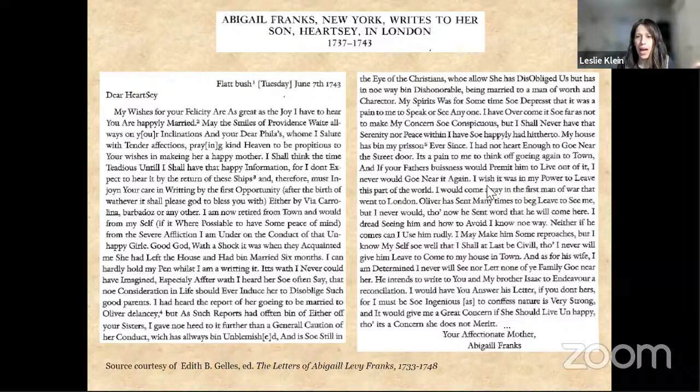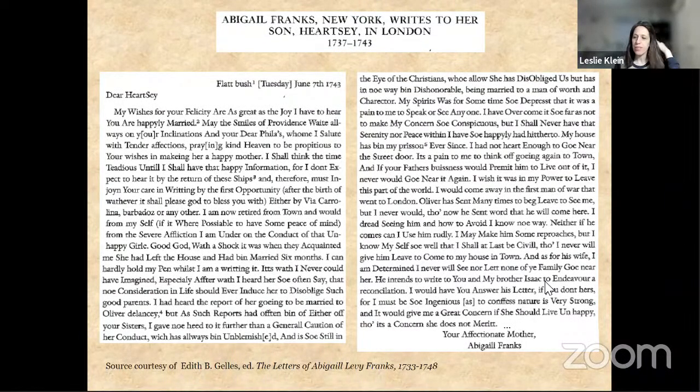She says here that Oliver is trying to broker a reconciliation, and she's willing to talk to Oliver. She's not going to be rude to him, even though she would love to be, but she's willing to talk to Oliver. But she says, I will be civil, though I never will give him leave to come to my house in town. And as for his wife, I am determined I never will see, nor let none of you family go near her.